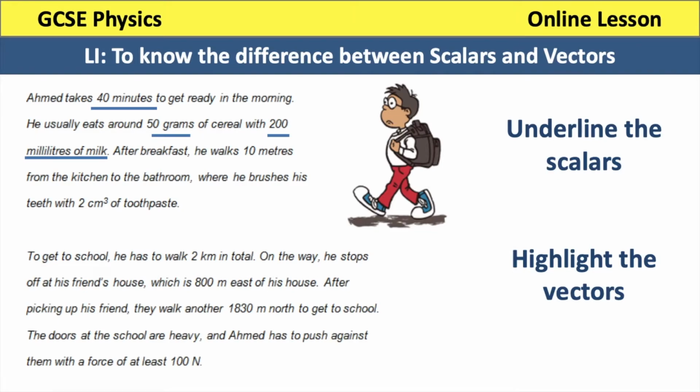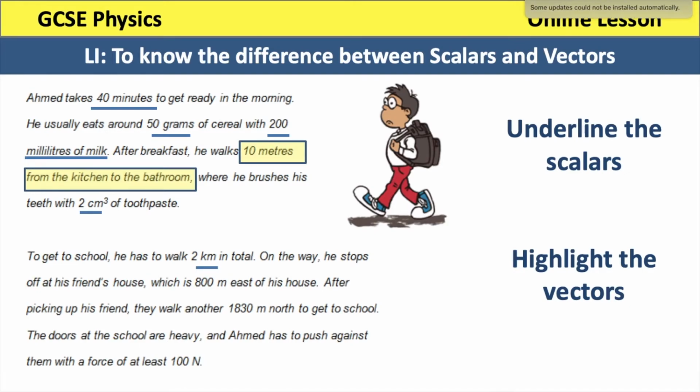Now it then says he walks 10 metres from the kitchen to the bathroom. Now if we know he goes from the kitchen to the bathroom, then that means we have an idea which direction Ahmed is walking in, and so we say that this is a vector. However, he then brushes his teeth with 2 centimetres cubed of toothpaste. 2 centimetres cubed is a volume, and that is of course a scalar quantity. Now to get to school he has to walk 2 kilometres in total. Again, 2 kilometres in total doesn't tell us which direction he actually walks in because he might not walk in a straight path, for example. That is a scalar.